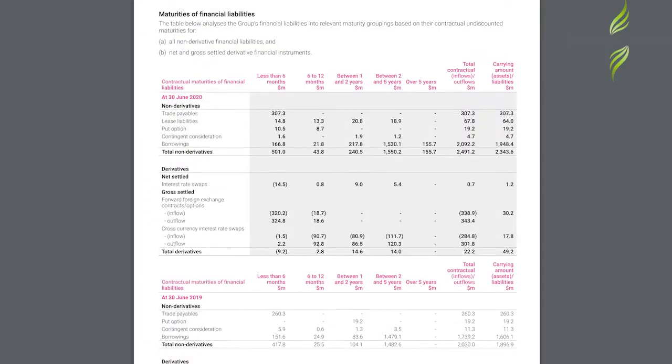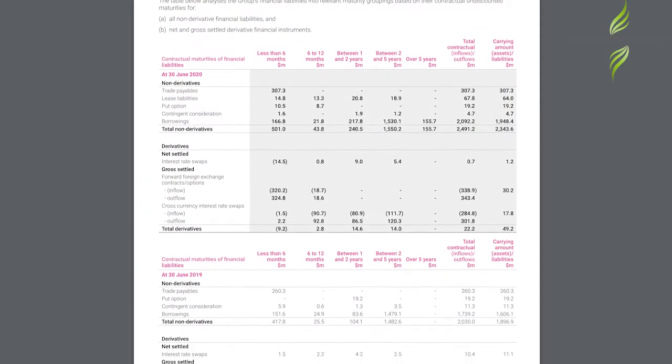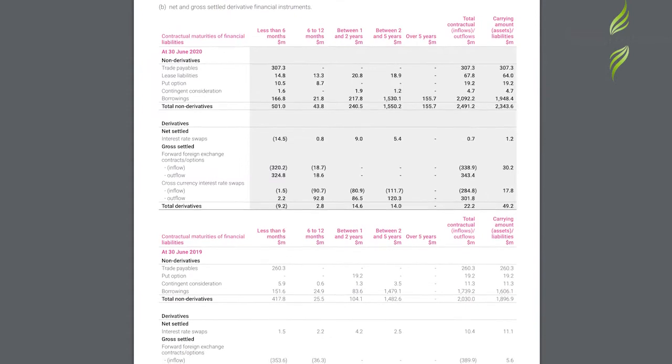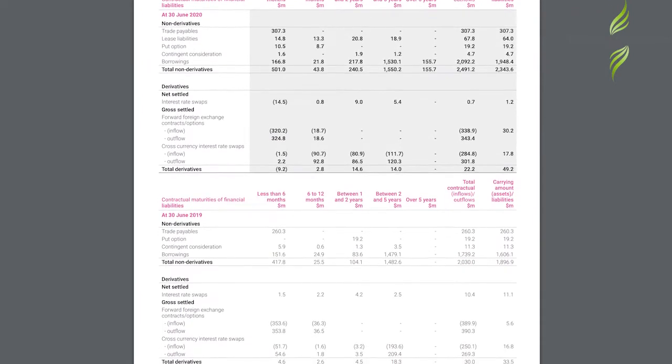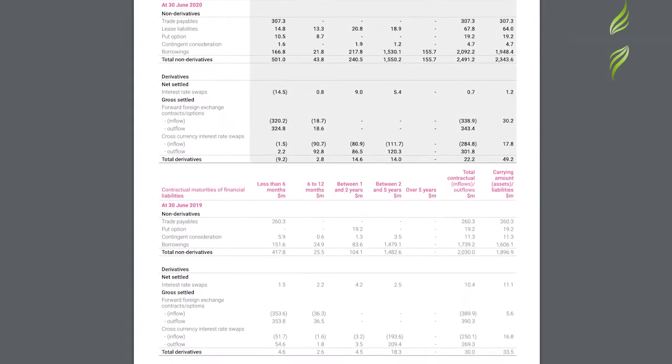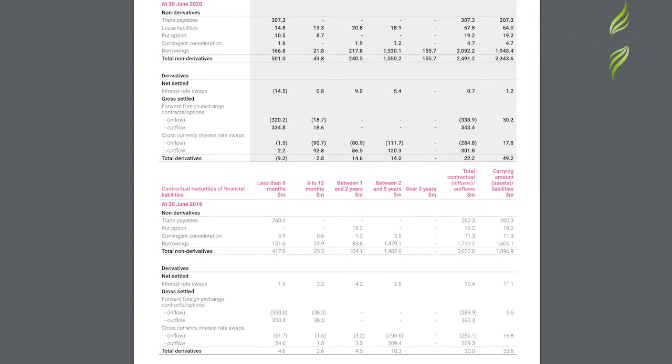As an example, the company has provided a table in its annual report that analyzes its financial liabilities into relevant maturity groupings. Note that this disclosure includes exposures to derivatives such as the interest rate swaps and options.